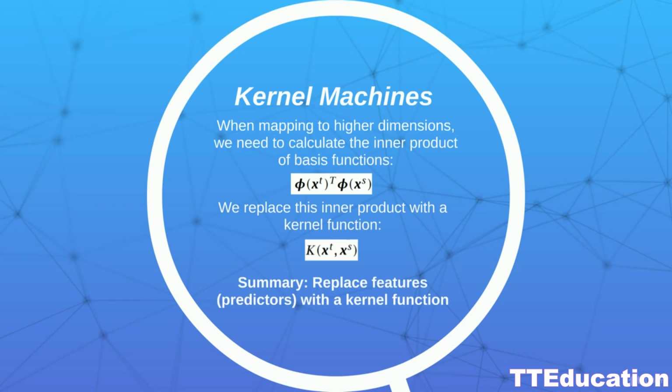So in summary, we're going to replace the features or predictors with a kernel function. Any linear model can be turned into a nonlinear model by applying this trick, what is known as the kernel trick, and that is replacing features with a kernel function. Kernel functions are going to completely eliminate the need to map to a higher dimensional space, and by replacing these features with these nonlinear transformations, we are going to be able to solve nonlinear problems with a linear method, with our linear model still.